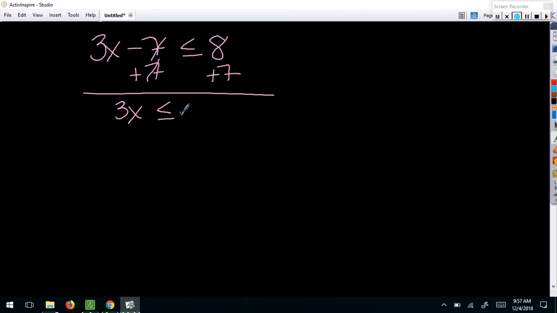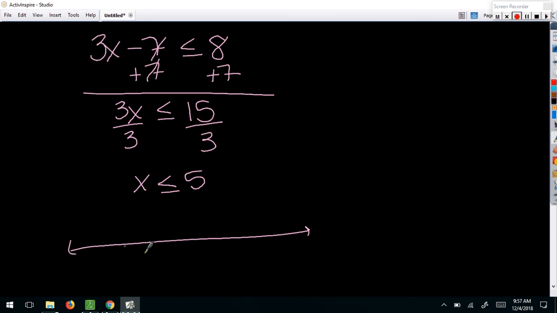What is 8 plus 7? 15. What do you do next? Divide by 3. X is 5. That's right. So we're less than or equal to.